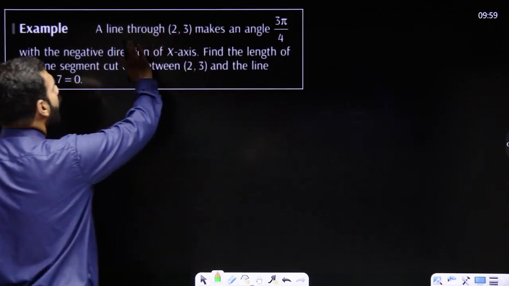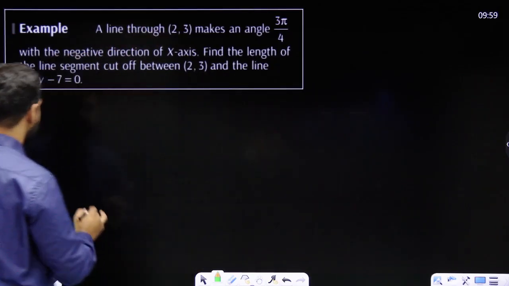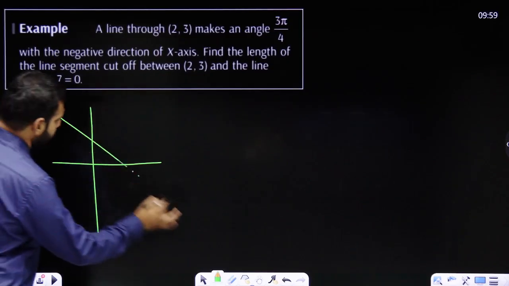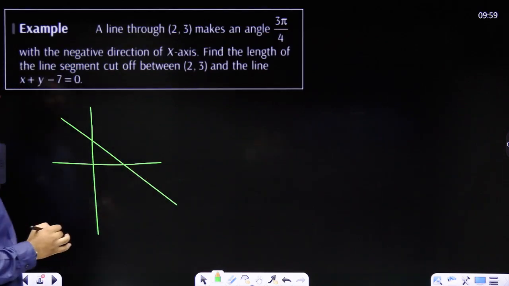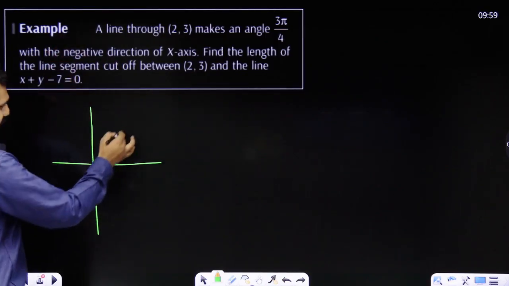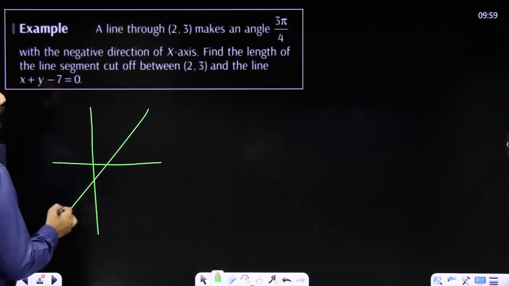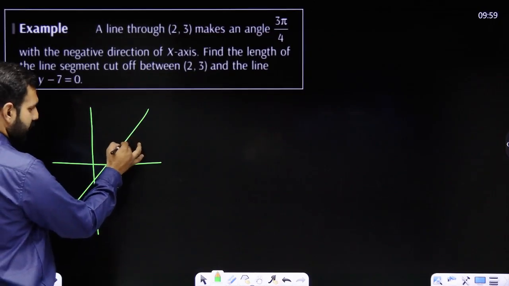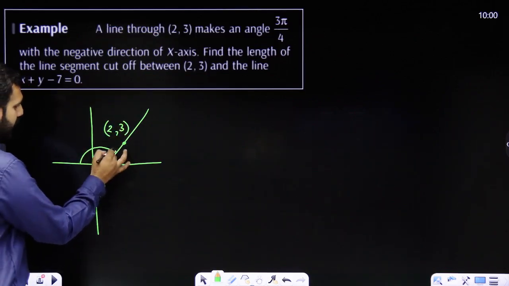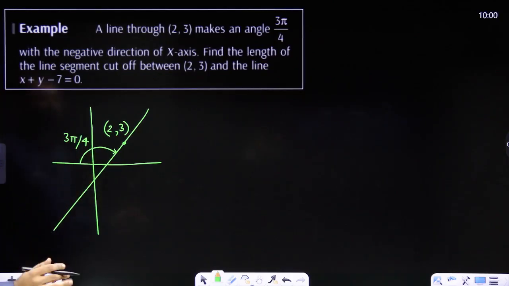A line through 2, 3 makes an angle 3 pi by 4 with the negative direction of x-axis. Please understand, you have this x-axis and y-axis. So the line passes through 2, 3. Let's say this is the point 2, 3, but this makes an angle 3 pi by 4. I'm really sorry. If this makes an angle 3 pi by 4 with the negative direction of x-axis, this could have been drawn like this. If this is the point 2, 3, I'm just drawing it randomly over here, it is making an angle 3 pi by 4 with the negative direction of x-axis. I hope you can see it very clearly.